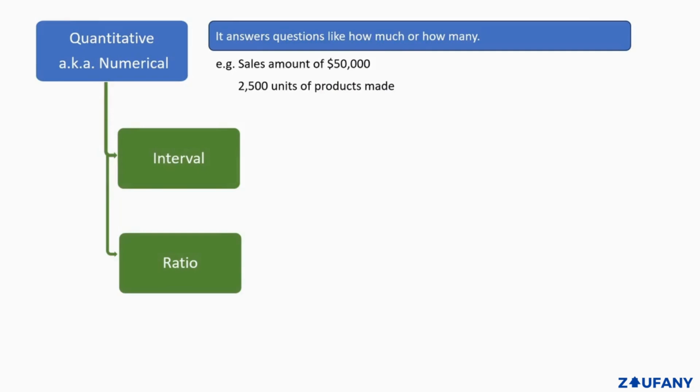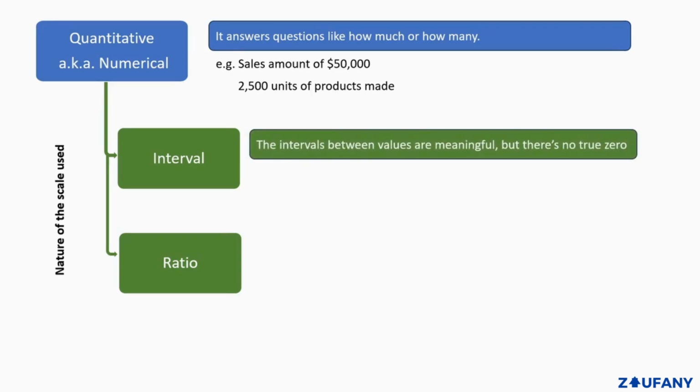Quantitative data can also be further divided into ratio and interval data based on the nature of the scale used for measurement. Interval data is numerical data where the intervals between values are meaningful, but there is no true zero. This means you can add or subtract the values, but you cannot multiply and divide.